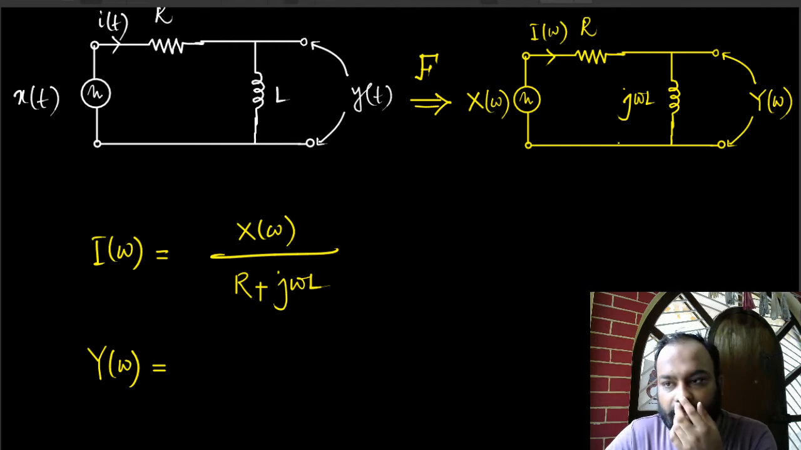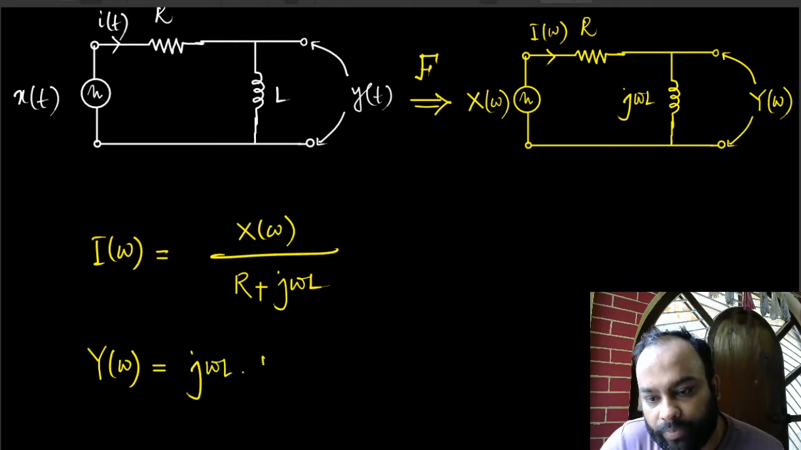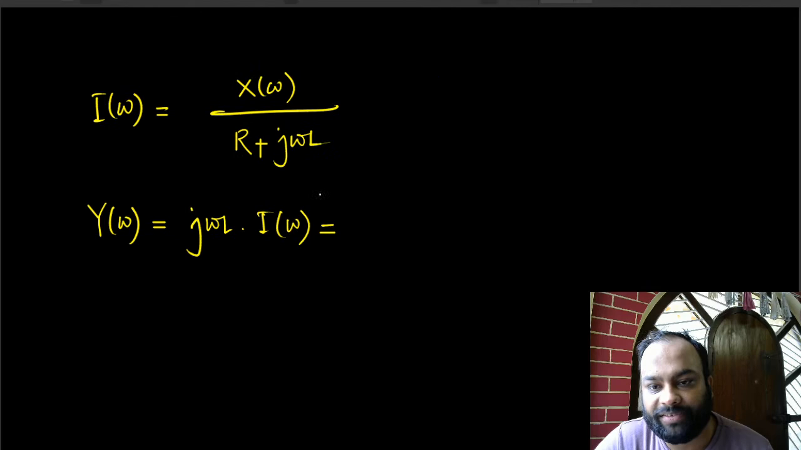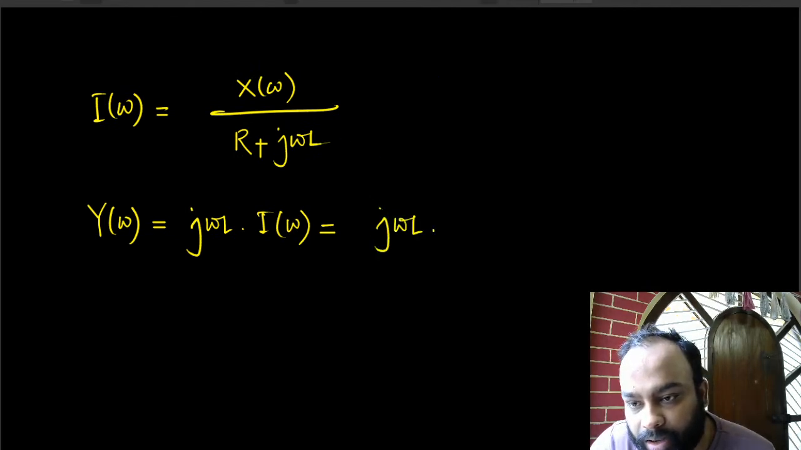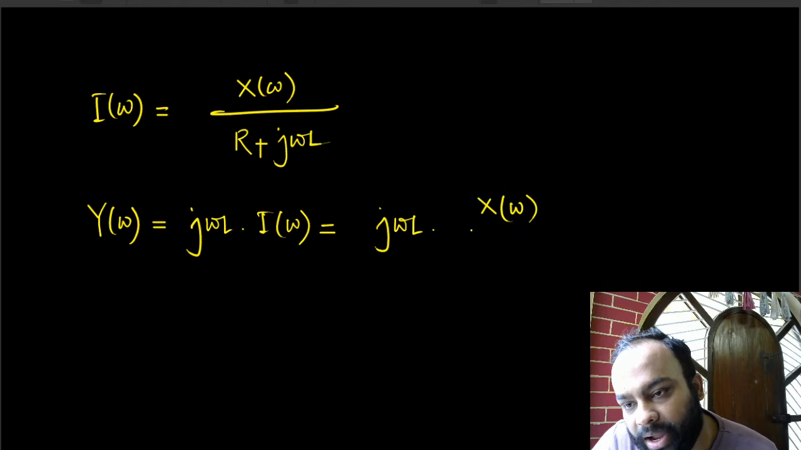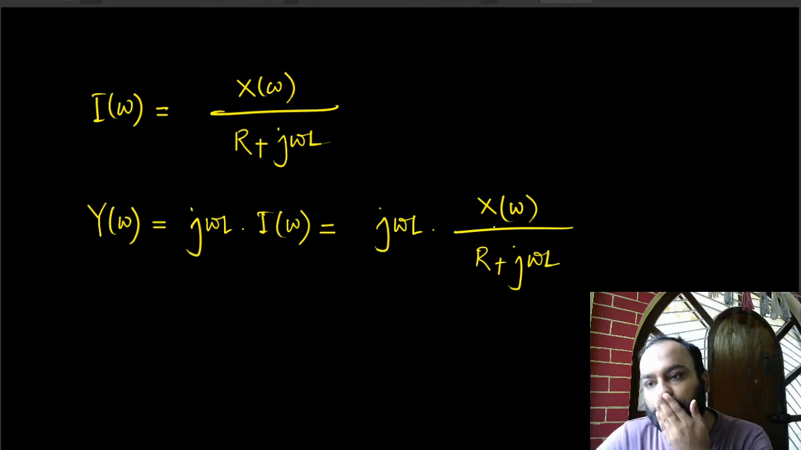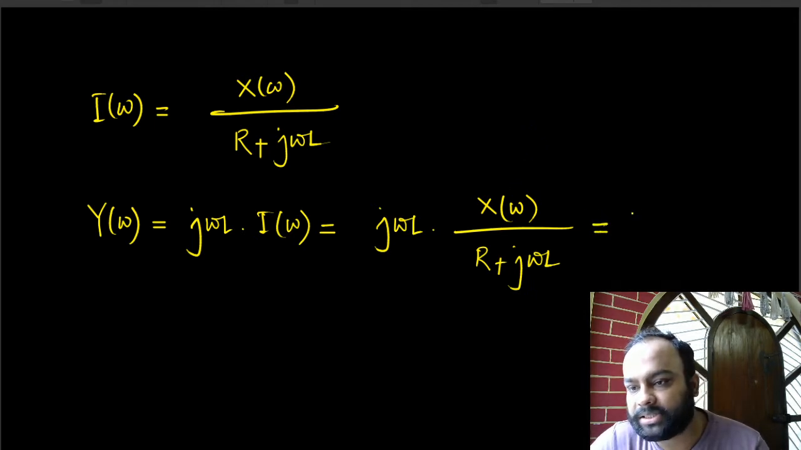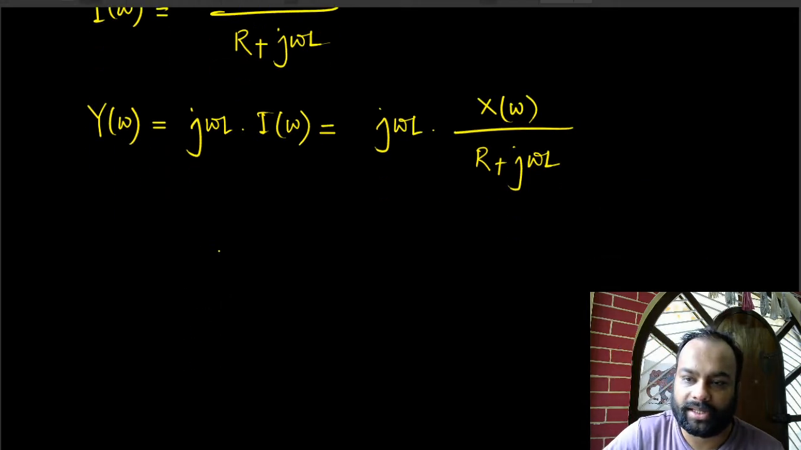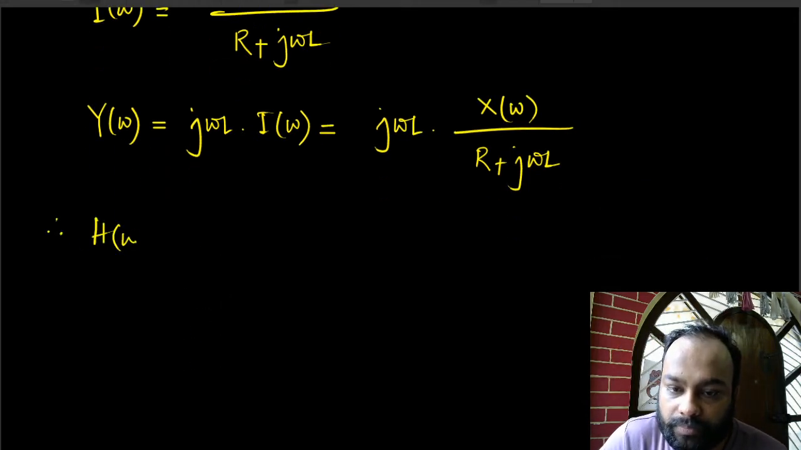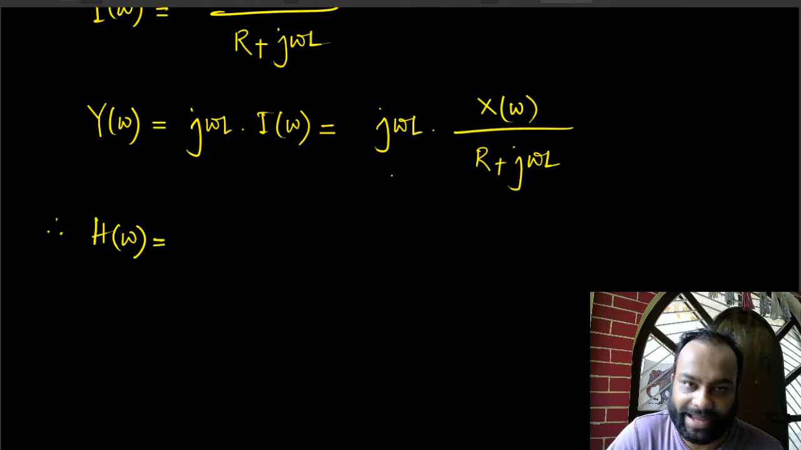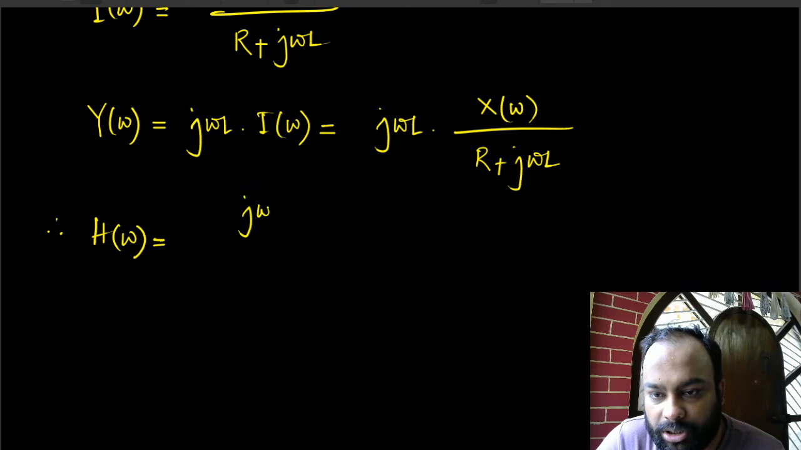So with that said, the voltage across the inductor would just be the inductive impedance multiplied with the current. So J omega L into I omega, that's the inductive impedance, and that's multiplied with I omega. So what is I omega? That's X omega divided by R plus J omega L. All right. So that's it. If we simplify this slightly, okay, do I have to? No, let's see. So therefore, what is H omega? H omega here is again Y omega by X omega, and that gives me J omega L.